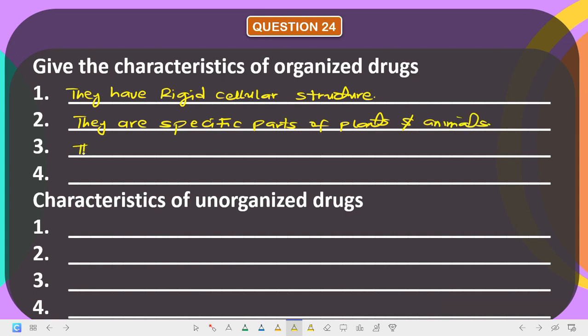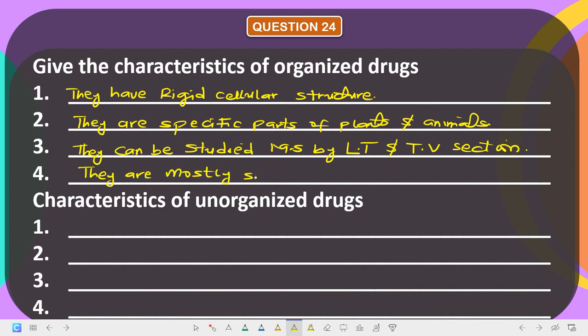They can be studied microscopically, by their longitudinal and transverse sections. And then finally, they are mostly solids.